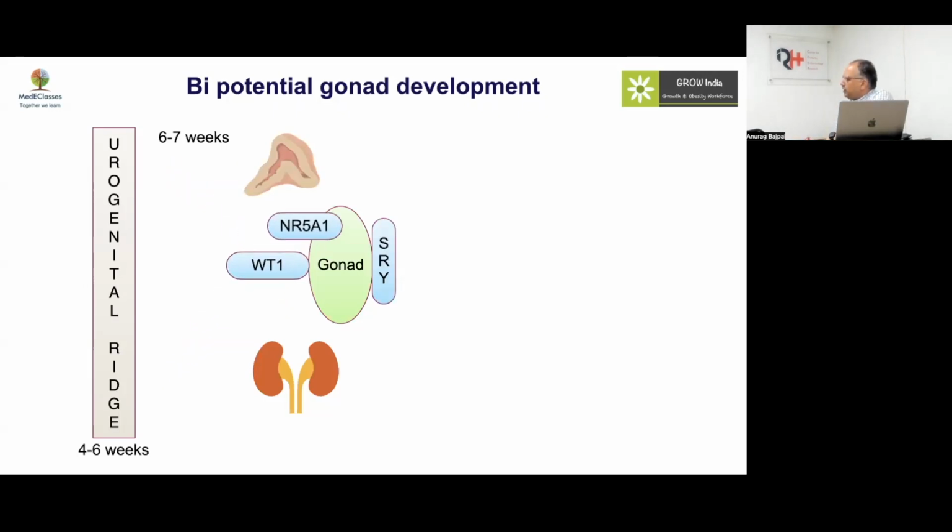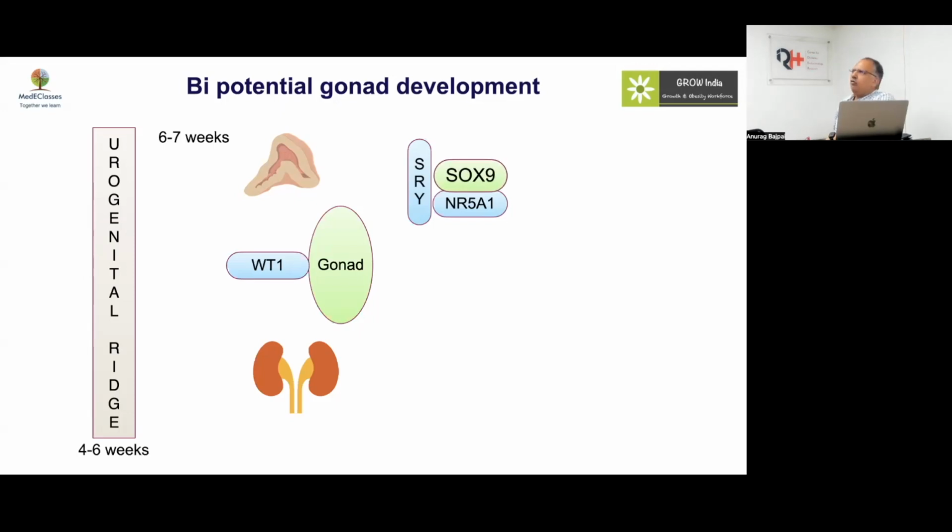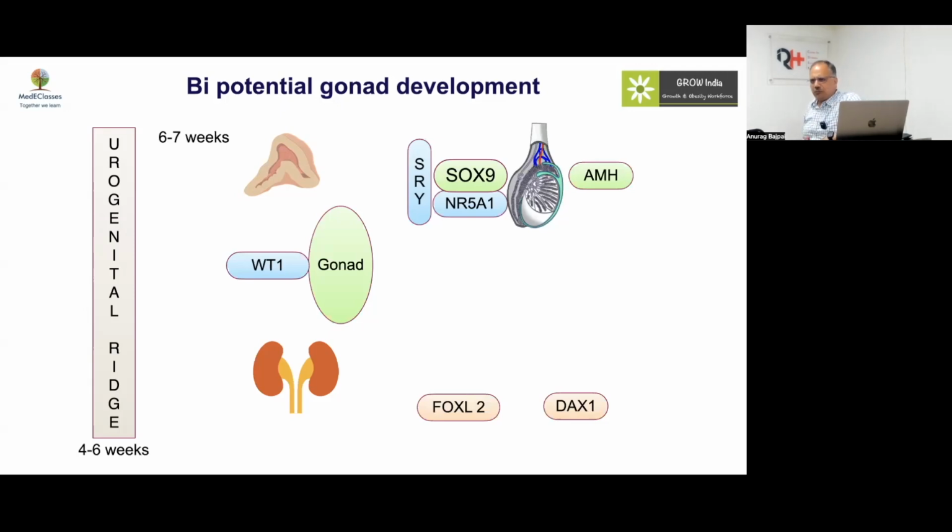And both of them will then result in development, with NR5A1 and SRY along with SOX9 resulting in male development: first the Sertoli cell, and then from there the AMH, then you have the DHH and finally testosterone. This is a different thing which we'll discuss much later on. But of course, you've got complicated stepwise processes.